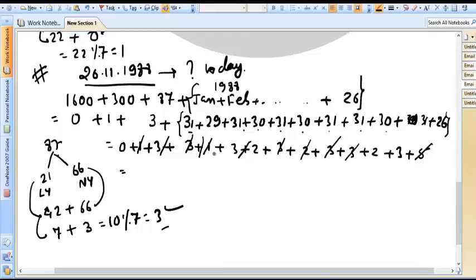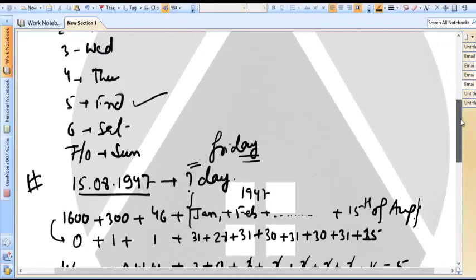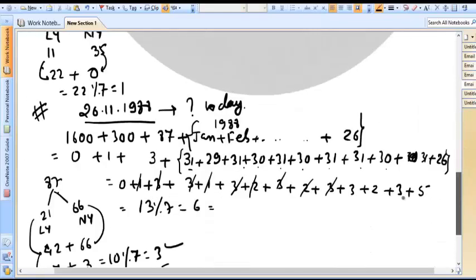Oh, I've already erased this part. Let me do it once more. 3 plus 3, 6 plus 1, 7. 3 plus 3 plus 1, 7. Then 4 plus 3 is 7. I get 5, 3, 8 to 10 and then 13. 13 again I divide by 7, I get 6. 6 is Saturday. So I was born on Saturday.